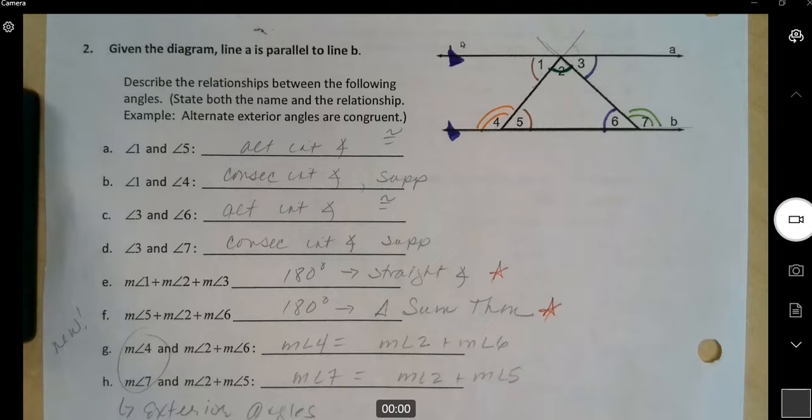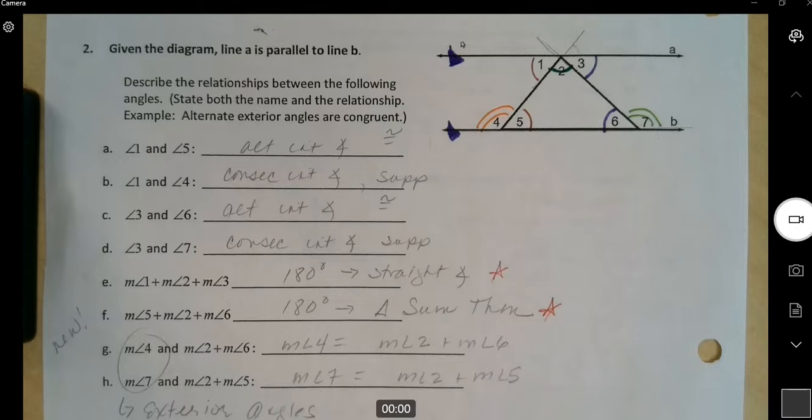So if 1 plus 2 plus 3 is equal to 180, can I substitute 5 in for 1? Can I substitute 6 in for 3? So isn't 5 plus 2 plus 6 equal to 180? Do you see it now? So how cool is it that we can use our parallel lines, our alternating interior angles, to go out and prove that? Hey, I'm going to push you one step further. Ready?